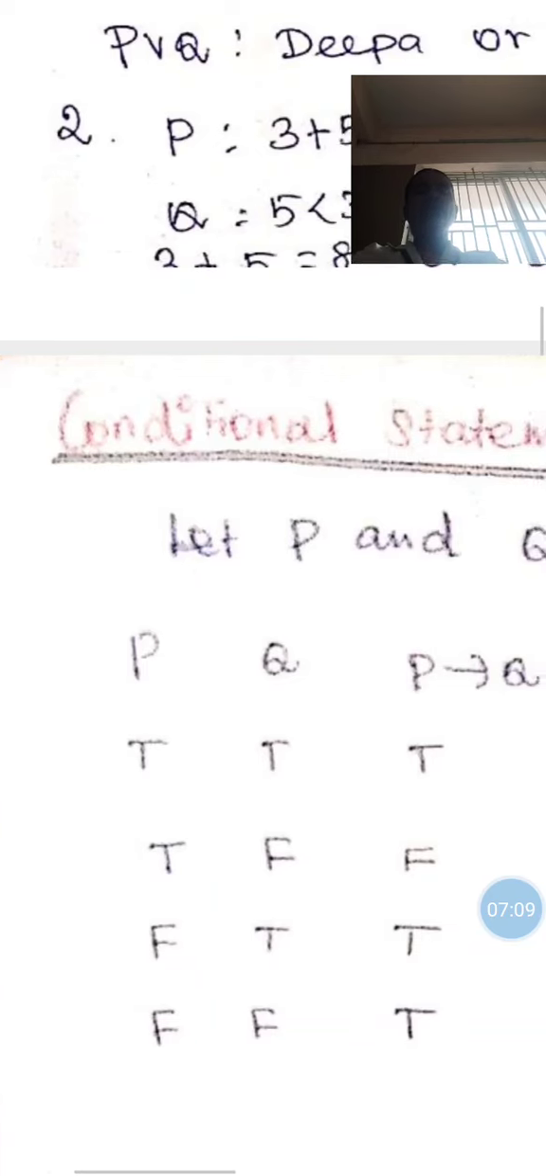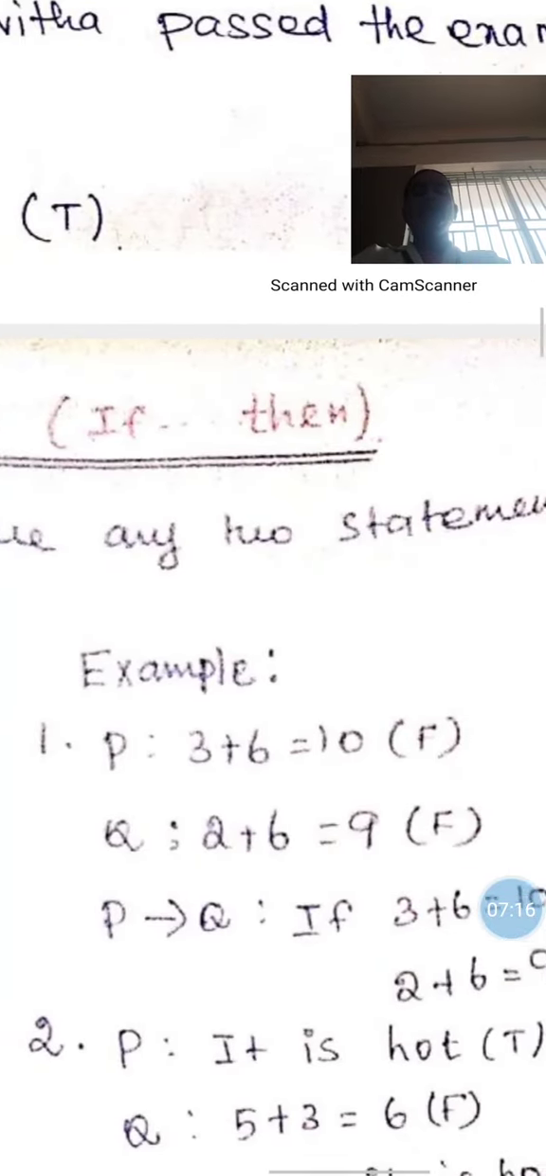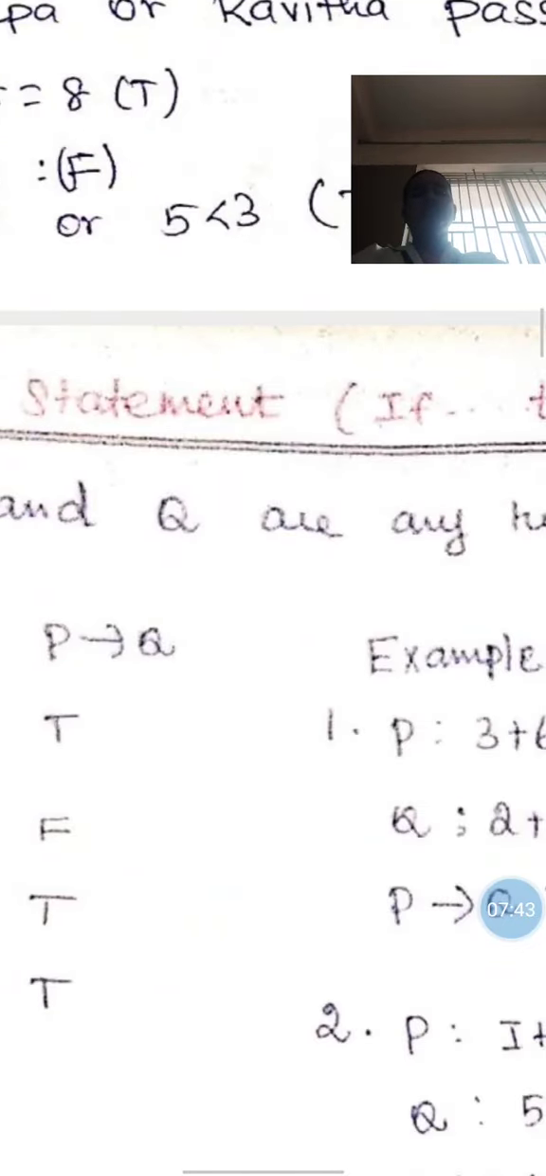Then the fourth one is the conditional statement. The conditional statement is if-then. Let P and Q be any two statements, then this is the truth table for the conditional. If both P and Q are true, then P conditional Q is true, and if both P and Q are false, then P conditional Q is true. If P is true and Q is false, then P conditional Q is false. If P is false and Q is true, then P conditional Q is true. Okay, this is the truth table for the conditional statement.